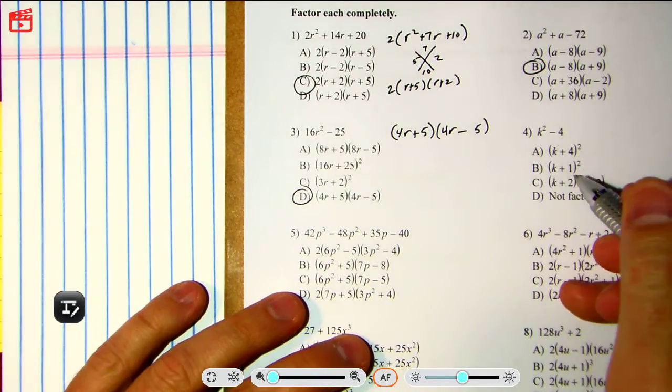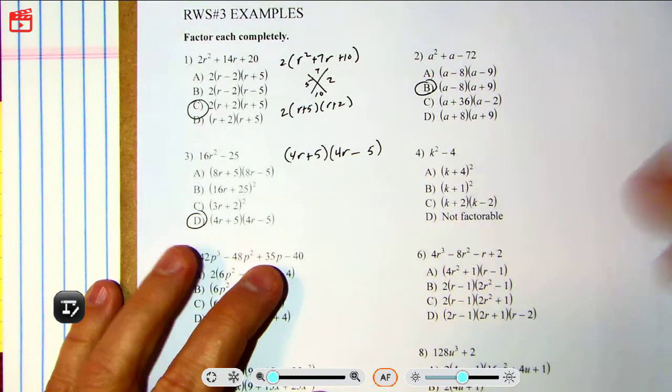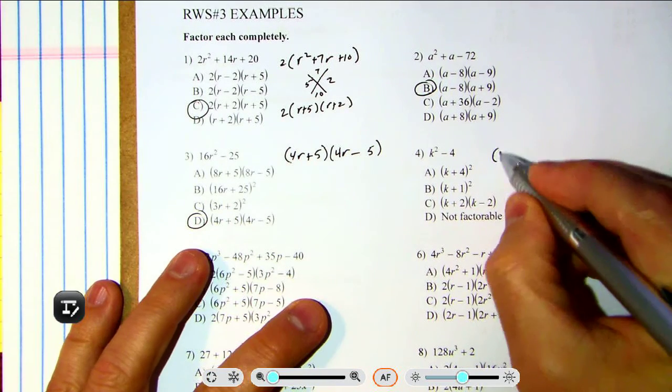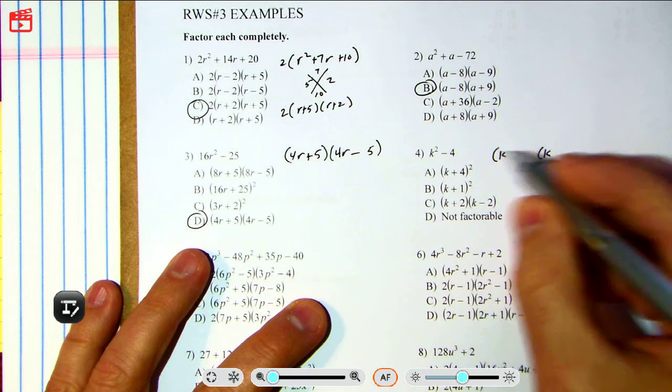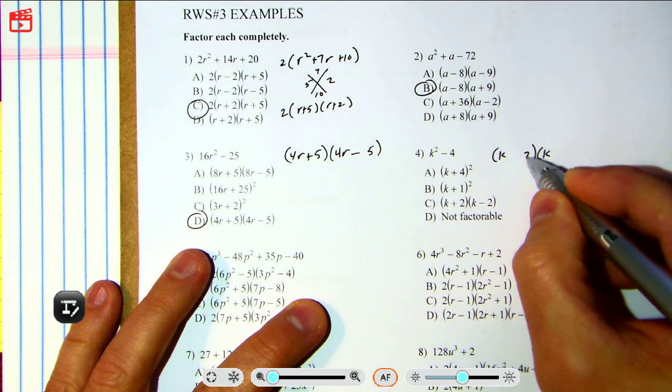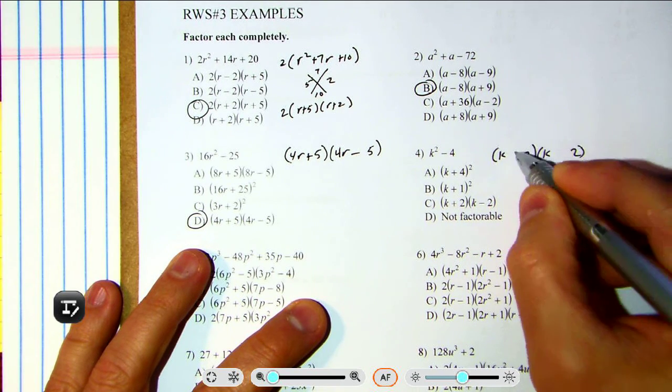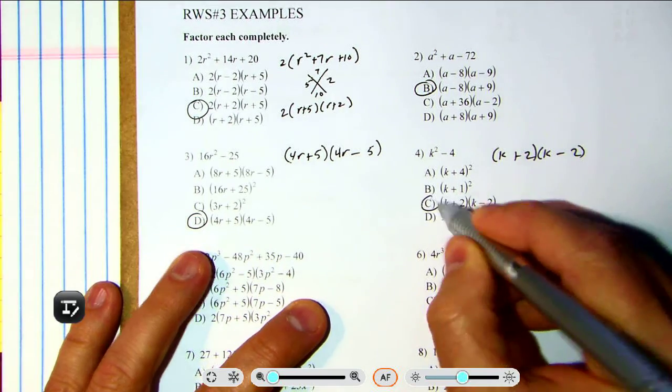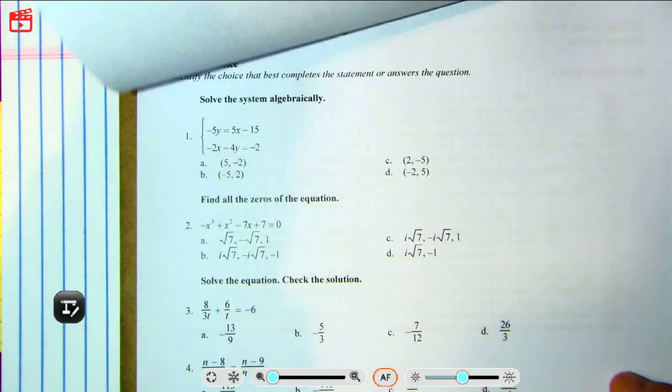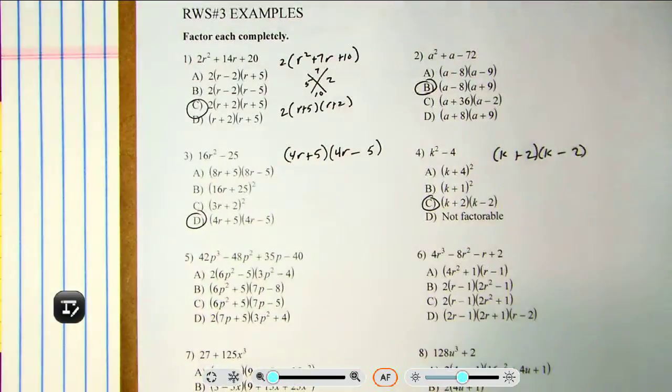And over here, here's also a difference of squares. What's the square root of k squared? That's k. Square root of 4 is 2. And then we do plus and minus. Which one is it? Is the answer for 4C? Yes, it is. All right, that's the end of this video.